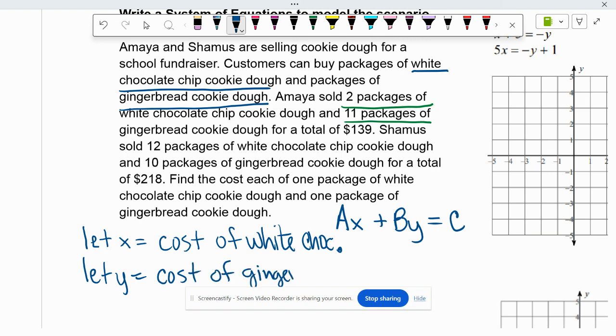I don't know about you guys, but I do not like gingerbread cookies. I don't know. All right.